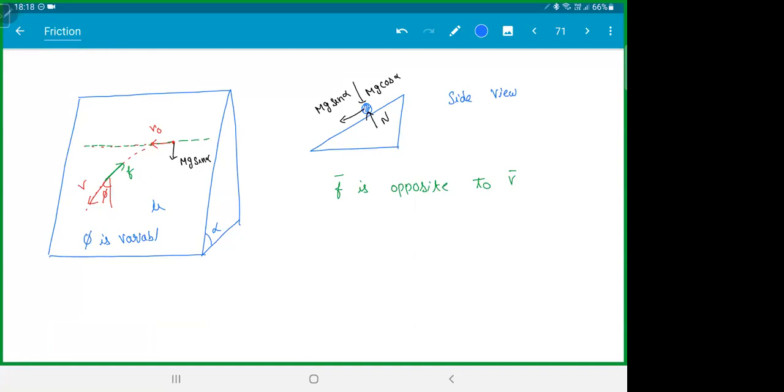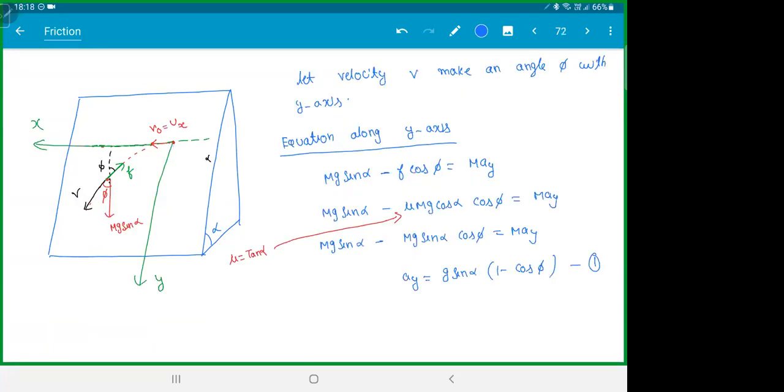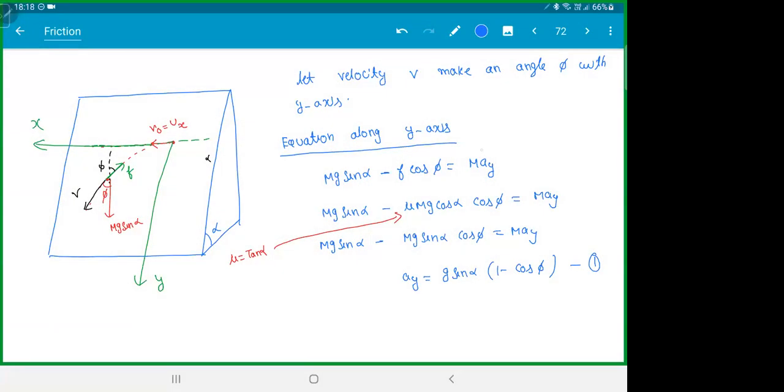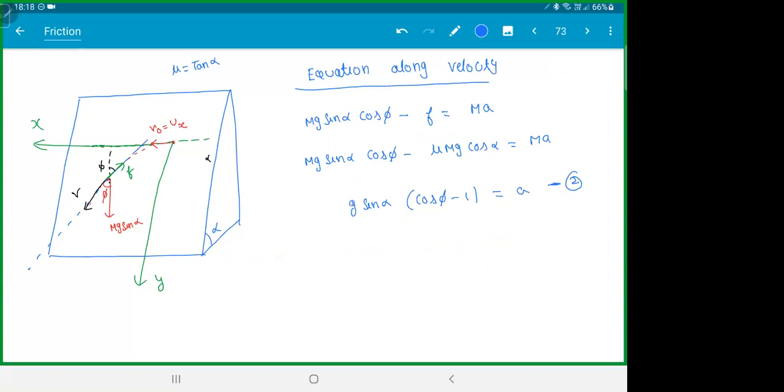So at any point of time, let the velocity be v. So I wrote the incline as the y-axis and the other line as the x-axis, and then I took the components of forces along the velocity and components of forces along the y-axis. So these are the forces along the y-axis: mg sin alpha and friction's component in this direction, f cos phi, is equal to may. You get only acceleration in the y direction. If I write the forces along the velocity, I get the total acceleration. This is total acceleration.